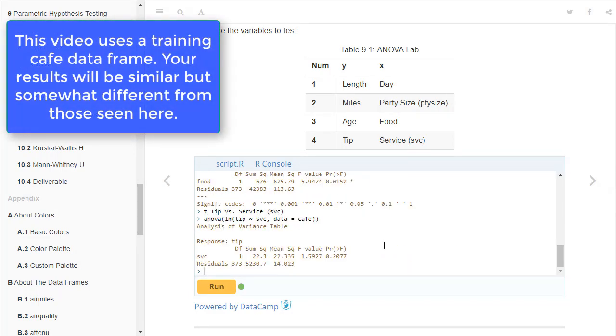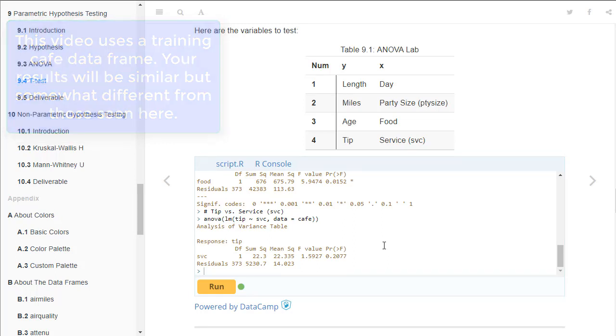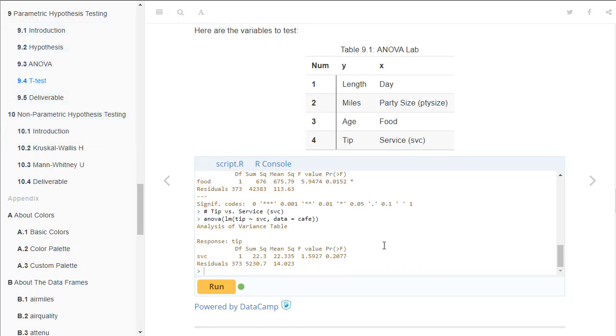And what you would enter into your deliverable document, your Word document, would be simply the p-values for each of those ANOVAs. Here's the last one, for example. Tip by service, the p-value there was 0.2077.